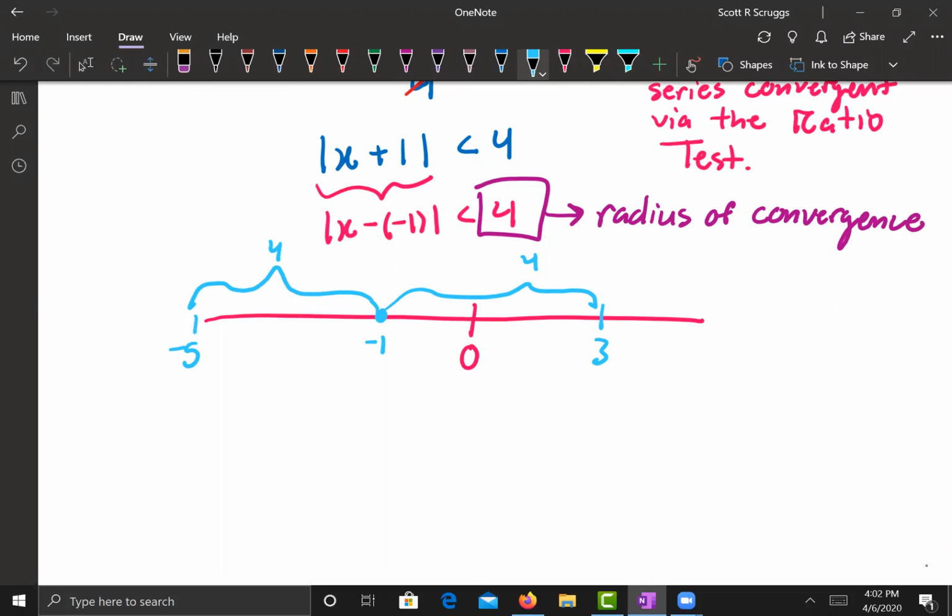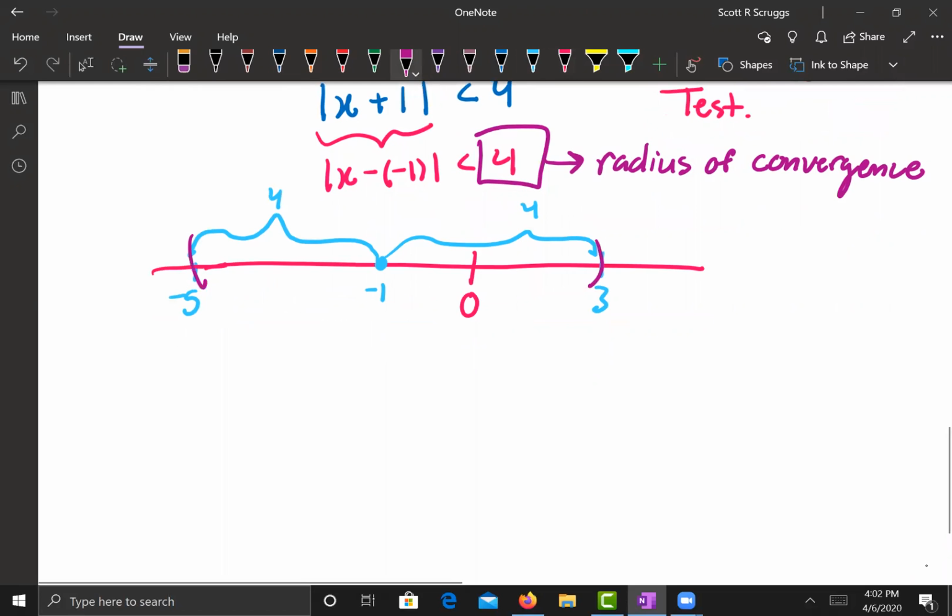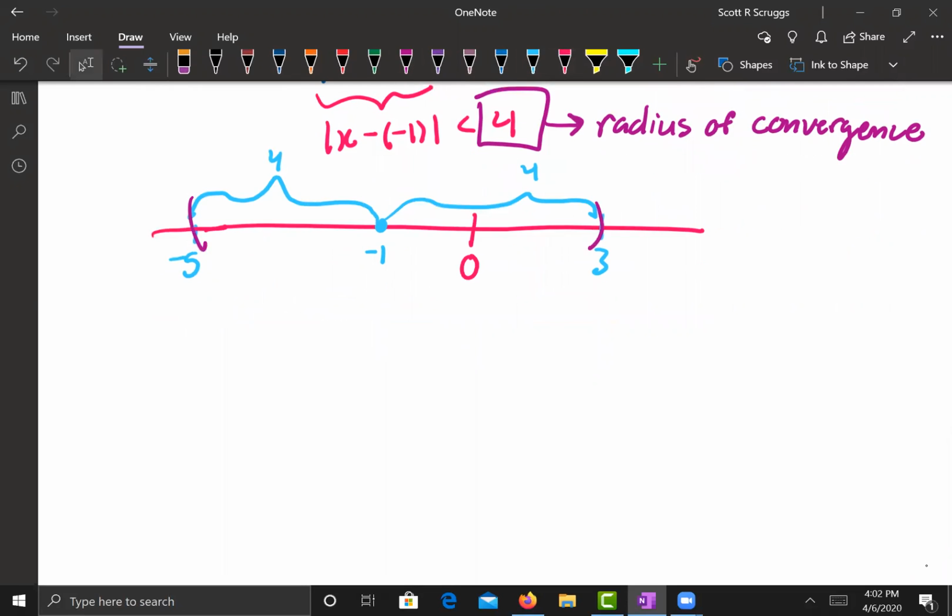And what that's now saying is within 4 distance away from that center, I can now boldly say that the series converges. Which implies, based on that picture, that my interval of convergence will be -5 and 3.